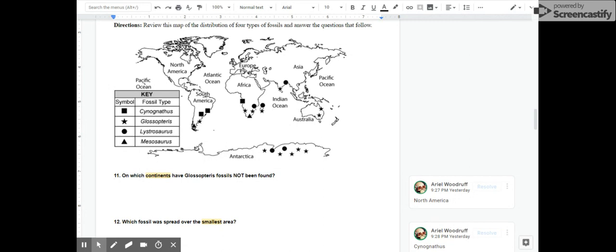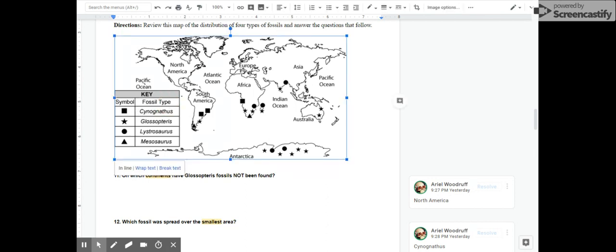Now question number 12 says, which fossil was spread over the smallest area? So we see that if we start with the square, it is over a pretty small area. But we're going to look at the others just to make sure before we answer the square organism here. So the stars we have on South America, over to Africa, and down to Antarctica. So that's a pretty wide area, much bigger than the squares. So let's look at the circles. Circles are over, again, 3 different continents: Asia, Africa, and Antarctica. So square still beats that one.